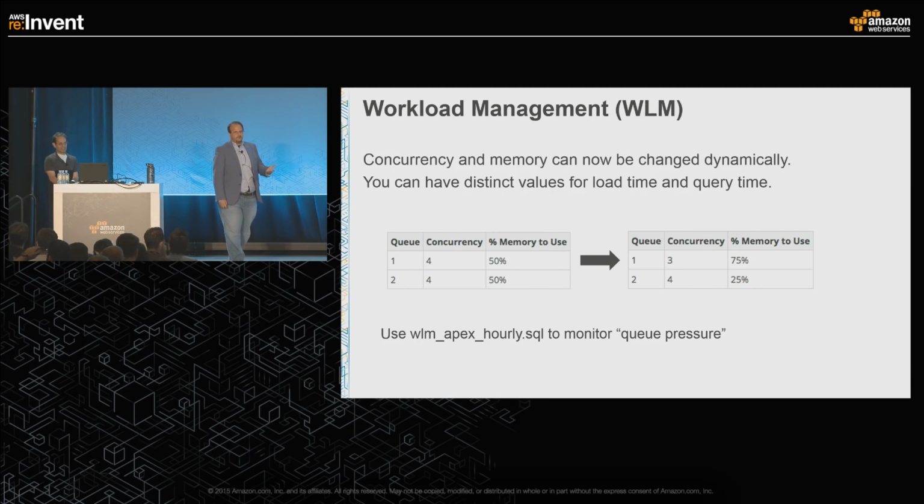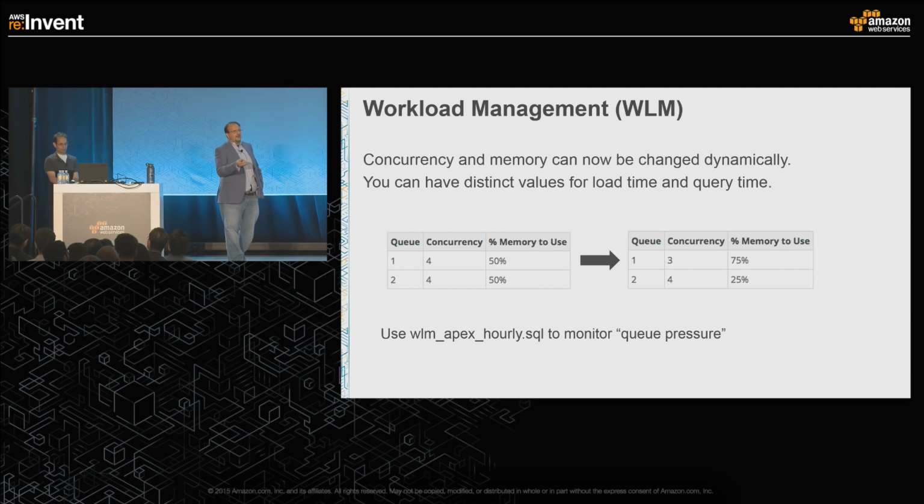Another way of performance tuning is making sure that it's not just my queries running fast, but that I'm also not waiting in queue. If I'm submitting more queries than can run at the same time, if you look at the WLM Apex hourly, it's going to give you, per queue and per hour, what the pressure on the queue is. My queue is 5. I have 10 people waiting in line. Maybe the queue needs to be adjusted, right?